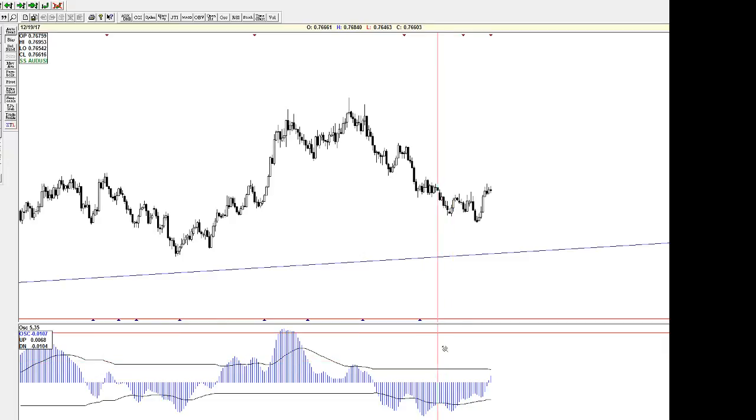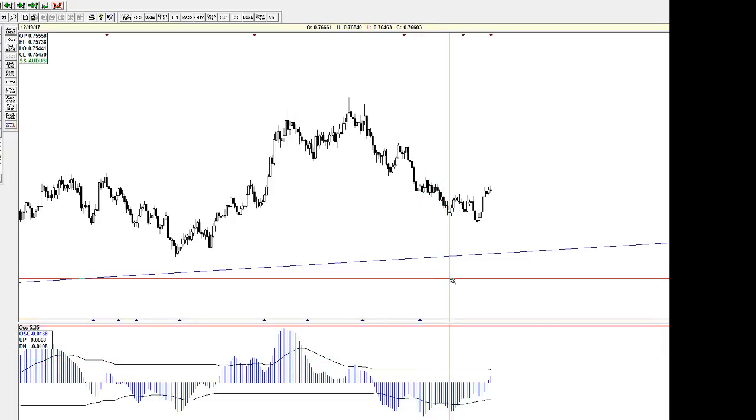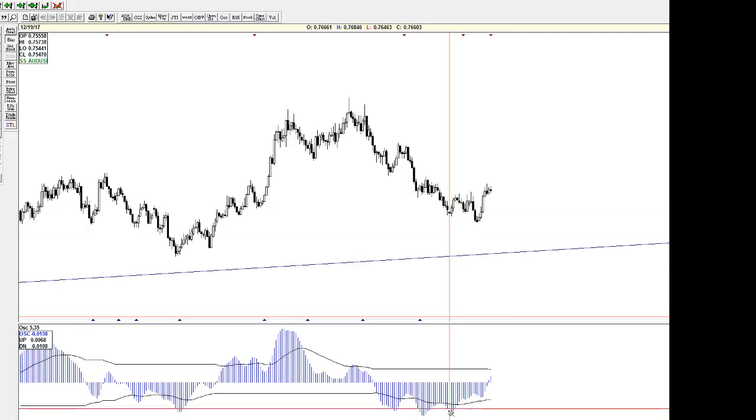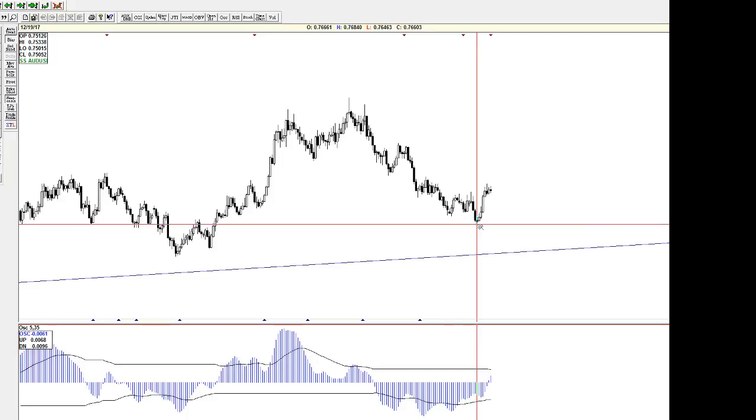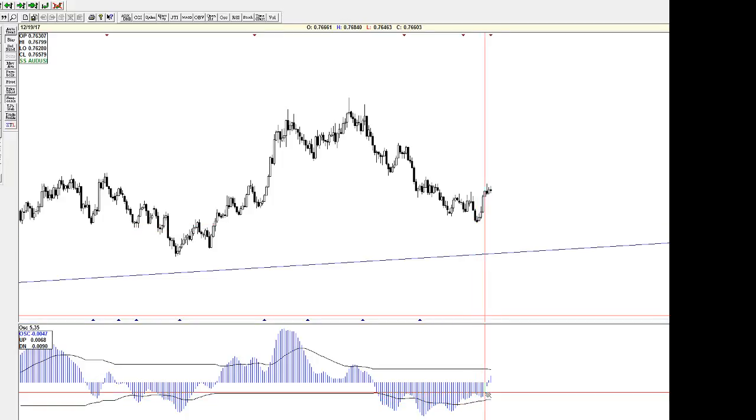this right here. So we see that there's divergence. There's a low here, this is going lower, and the oscillator is going higher. We made another low here, and the oscillator went higher.